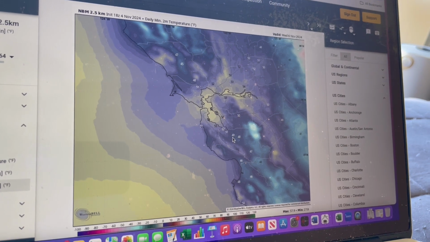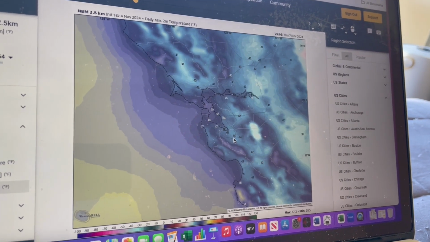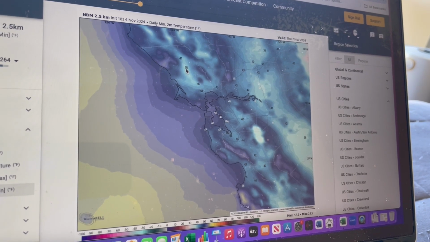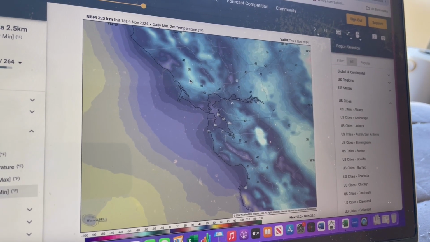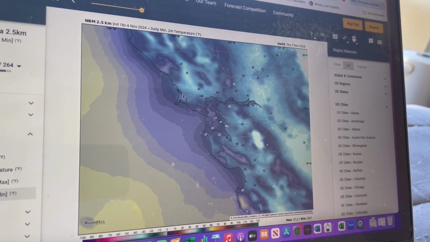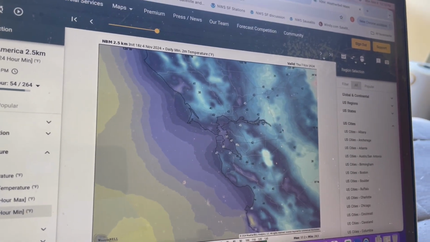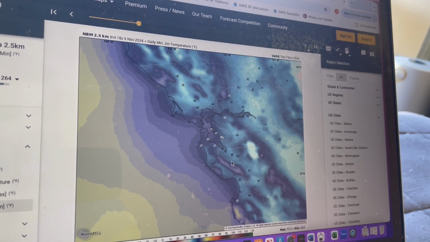Wednesday, a little bit milder because of the winds. Thursday can get really chilly. 38 projected for Santa Rosa. I'd say surrounding areas could get into the low 30s. You're looking at widespread low 40s and some upper 30s in the Central Valley.